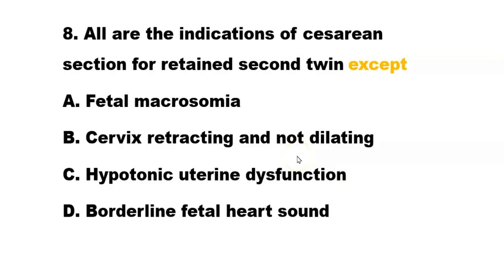Question number 8. All are indications of cesarean section for retained second twin, except: A. Fetal macrosomia. B. Cervical retraction, not dilating. C. Hypotonic uterine dysfunction. D. Borderline fetal heart sounds. Please try to guess the answer within 5 seconds.